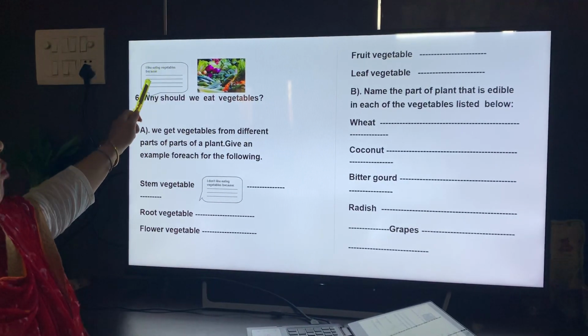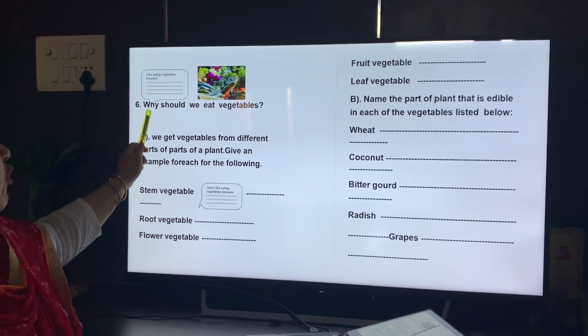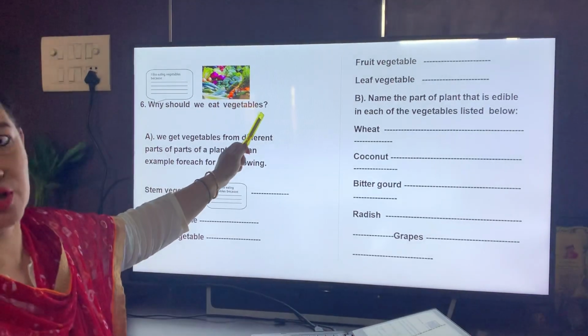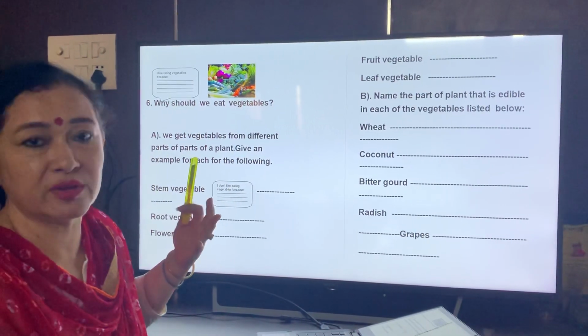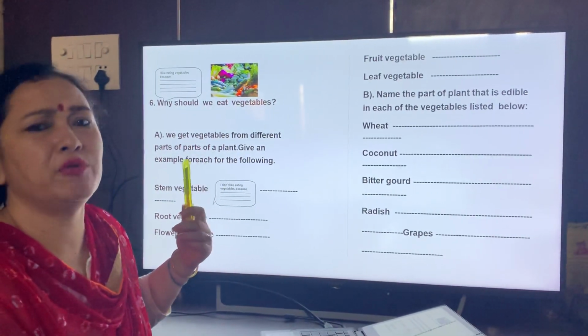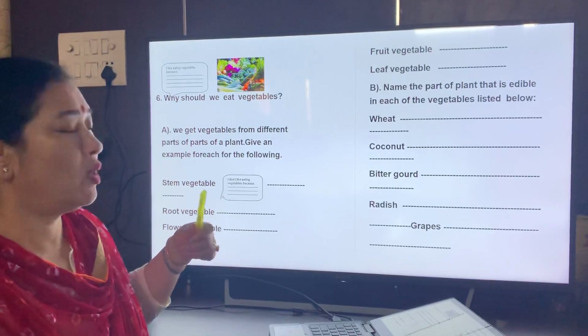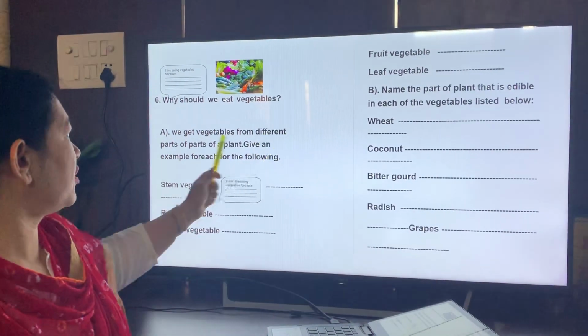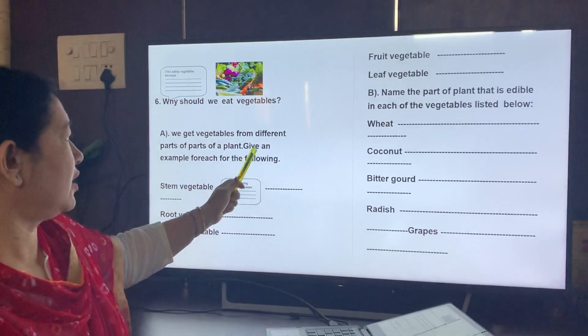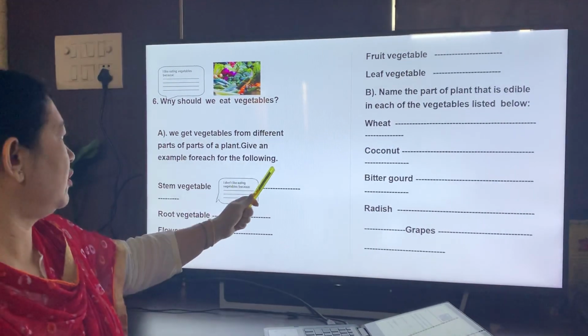Now, this is a small box where you can write why should we eat vegetables? Why do you think? Out of your own thinking, you have to write why should you eat vegetables? Why are they important? Then we get vegetables from different parts of a plant. Give an example for each of the following.